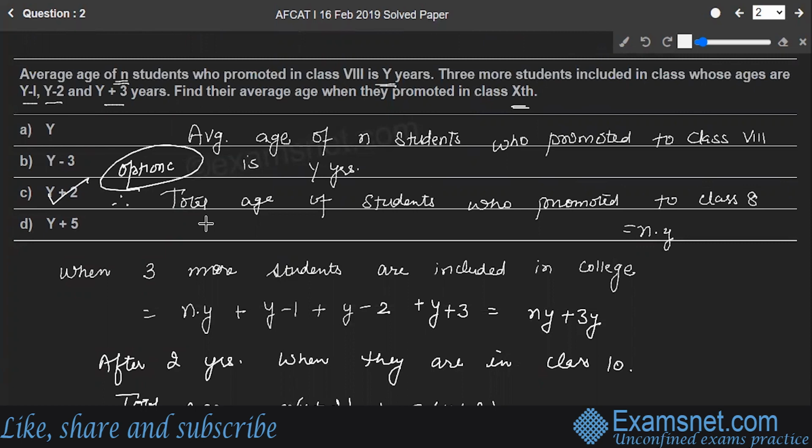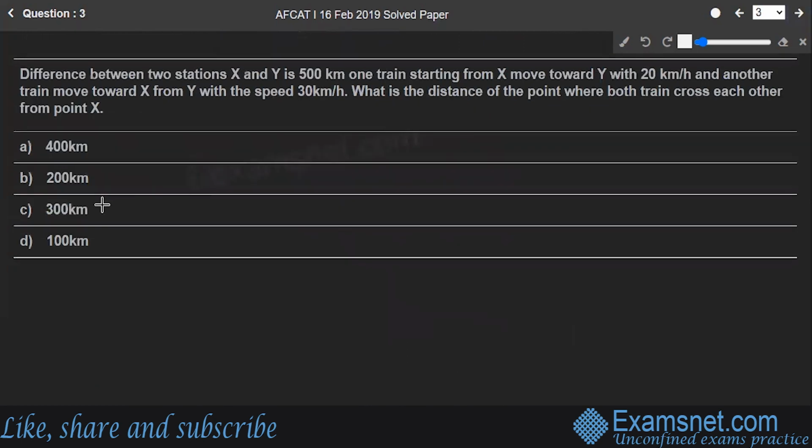Hope this is clear. Let's move to the next question, number 3. Difference between two stations X and Y is 500 kilometers. One train starting from X moved toward Y with this speed. Another train moved toward X from Y with this speed. Okay, let's make the scene first. So you are having 2 points over here. This is X and Y. So it is saying you the difference between two stations is 500 kilometers. So that means this distance is 500 kilometers.